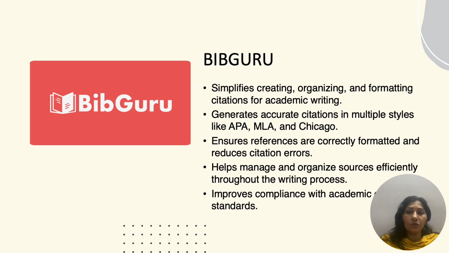Here also, you can change the APA, MLA, Chicago, whatever the citation style you want, and you can also store books, articles, websites, and other sources. BibGuru ensures that references are correctly formatted. It also saves time and reduces the risk of errors. Additionally, it allows the researchers to organize their references, making it easier to manage the sources throughout the writing process. By streamlining the citation creation and organization, BibGuru enhances the efficiency of academic writing and ensures compliance with citation standards.